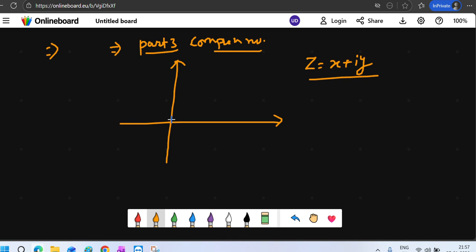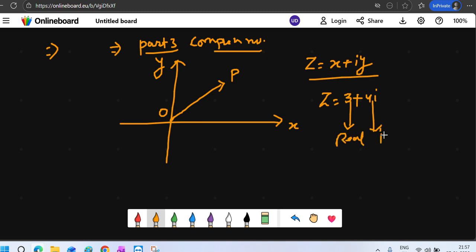So a complex number basically denotes a vector form. Let's say this point is O and this is P. It's a vector. This is the x-axis and this is the y-axis. Let's take one example. Let's say you have z is 3 plus 4i. So this is the real part and this is the imaginary part. These 3 and 4 are real values.